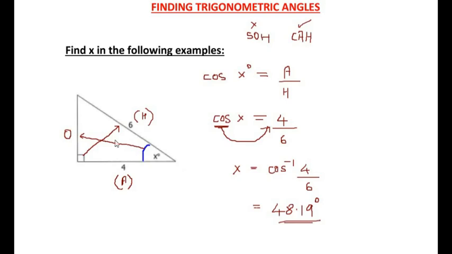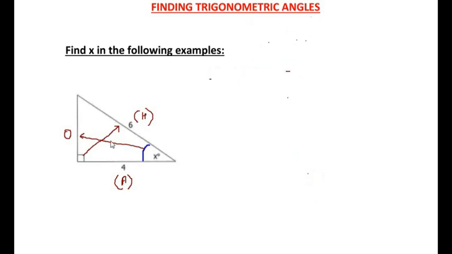Another way to solve it is you can find the third side using the Pythagoras theorem, and then at that time you can use the sine, or you can also use the tan. So let me show you that way as well. So let us take here the third side, which we have to find using the Pythagoras theorem.